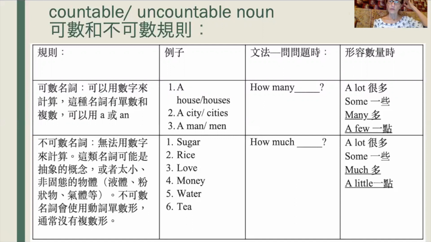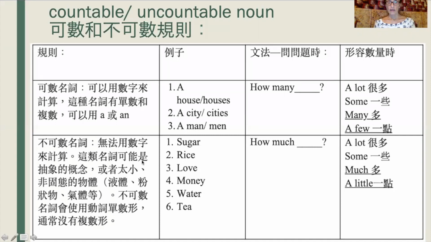All right, so countable nouns are things that you can, the word says it, you can count them. You count them by numbers, 1, 2, 10, 10,000. Okay, so here you can have a house, you can have many houses, a city, many cities, a man, many men.